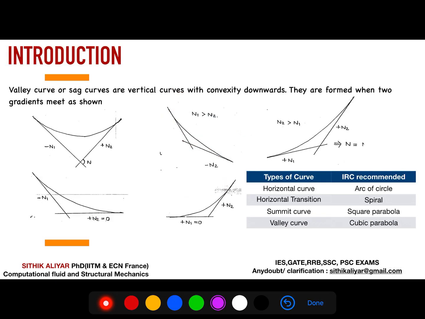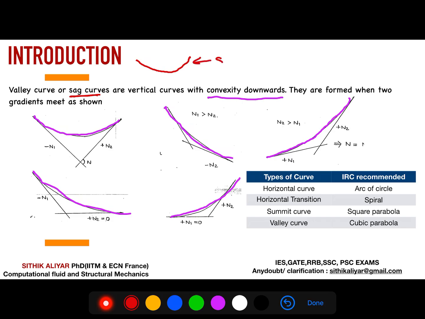The valley curve, as it is the opposite of the summit curve, has its convexity downwards. You can see the shape of the valley curve in the drawing I am drawing. It looks like a cup shape, and it is also called a sag curve. Sag means, if you remember from strength of materials, sagging. Hogging and sagging: a cantilever will bend in the shape of hogging, and a simply supported beam will bend in the shape of sagging. So this shape gets the name from there, sag curve.